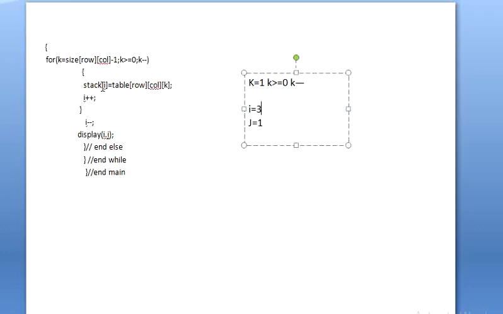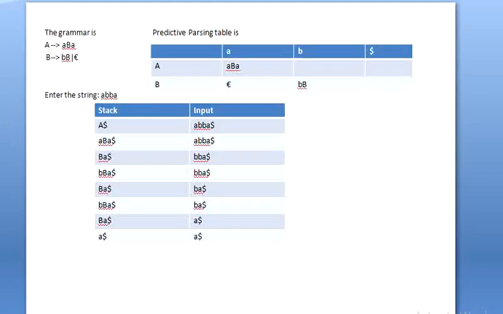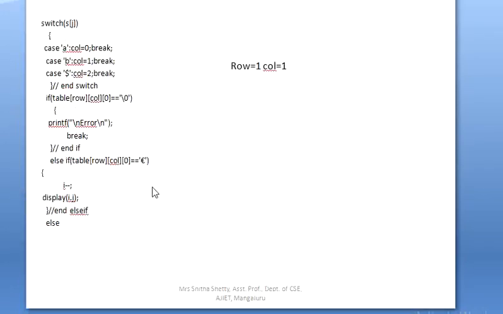Next, what is the stack of 3? Stack of 3 contains table 1, 1, 0. What does table 1, 1, 0 contain? Go to the table here, 1, 1, 0. So it contains capital letter B, right? So this is what we are doing. Just trace this, and finally you will get the output.